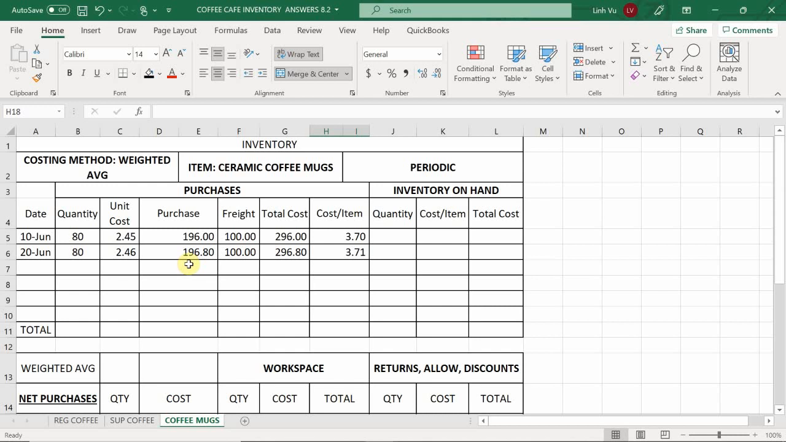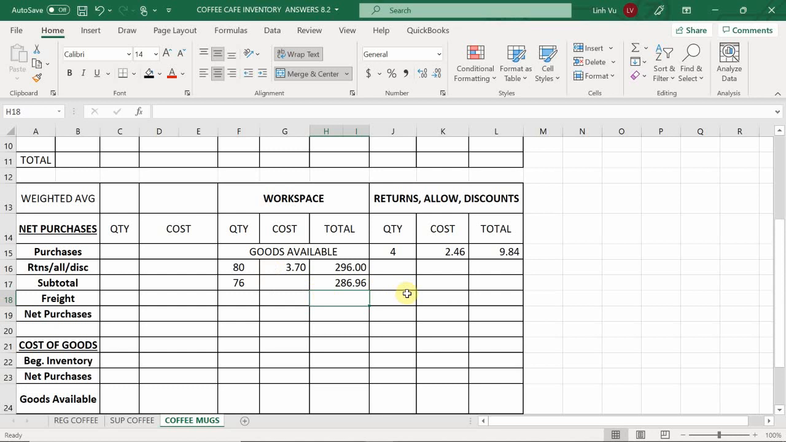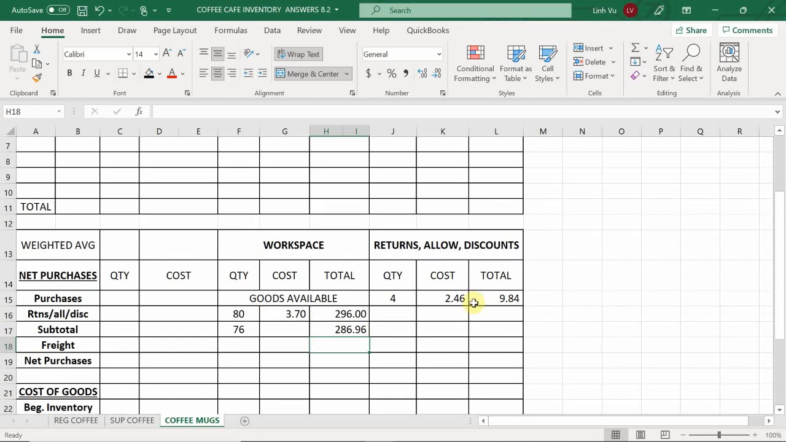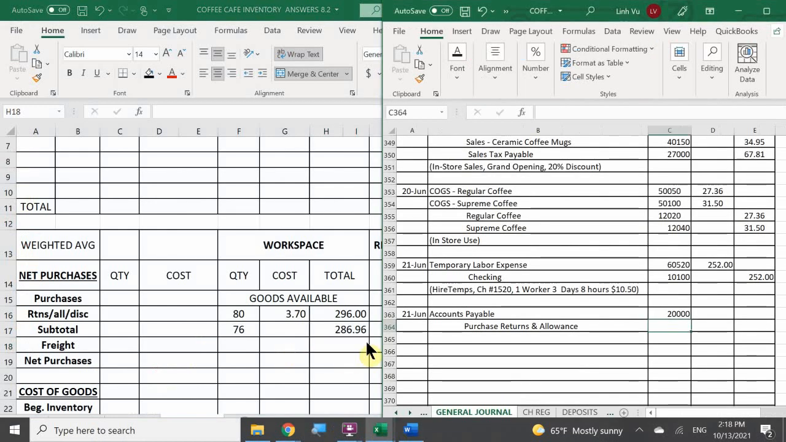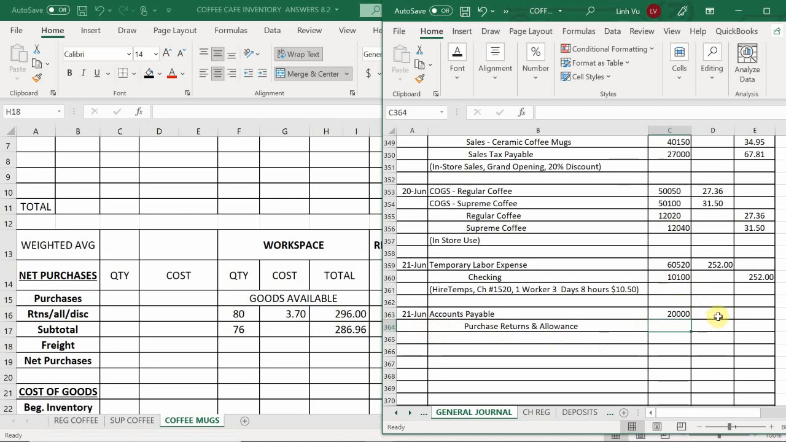No worries. Okay, so there we are. Now I know when I do my refund, I need to refund $9.84. So that means I'm going to reduce my bill, my bill of $396.80, making sure I'm at the correct bill to let me know that I returned $9.84.